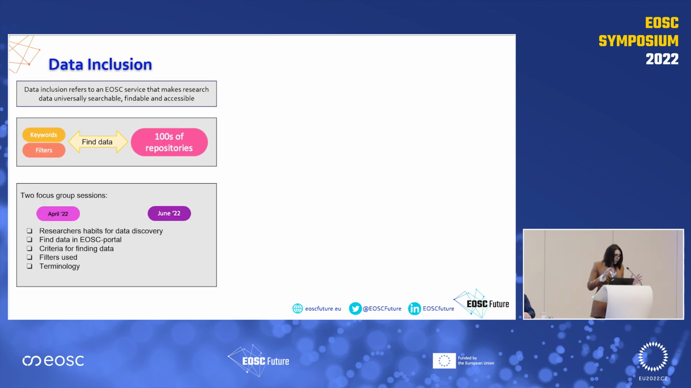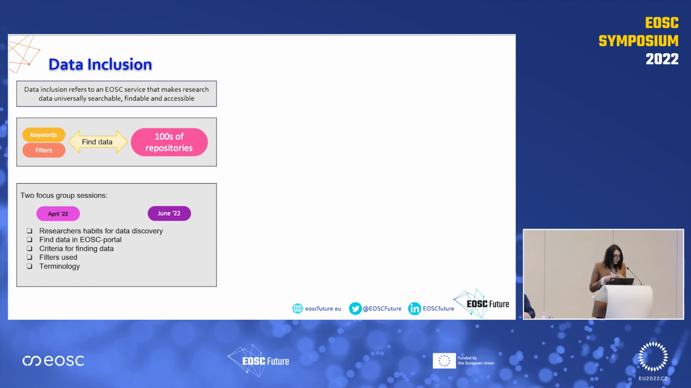So I will take them one by one, and I will tell you what we have done with them. So first one, data inclusion. The mission for this one was to enable researchers using simple keyword search or a series of filters to find and discover research data of interest that is hosted in hundreds of repositories across Europe and reuse them in their research projects. So we had two focus group sessions, one in April and one in June 2022. In both of them, we asked the same thing.